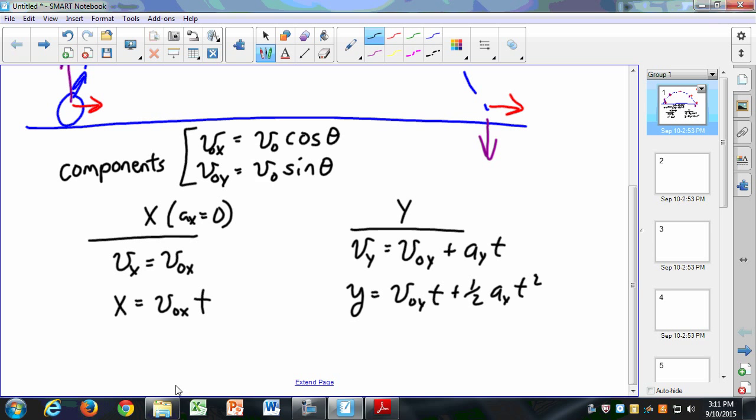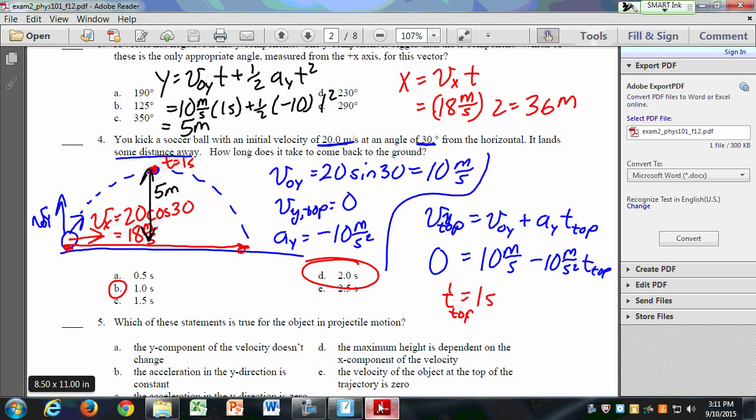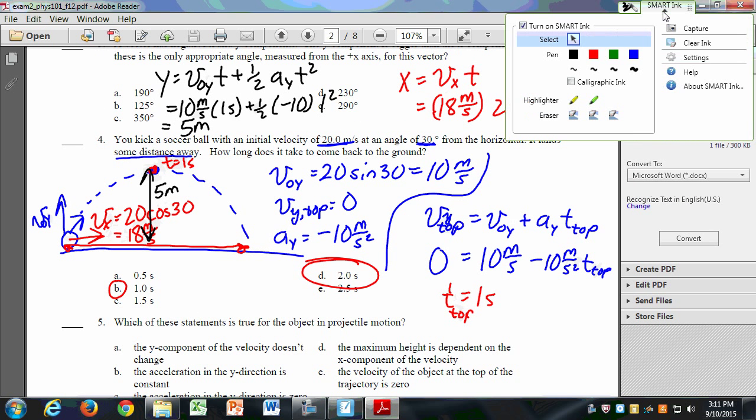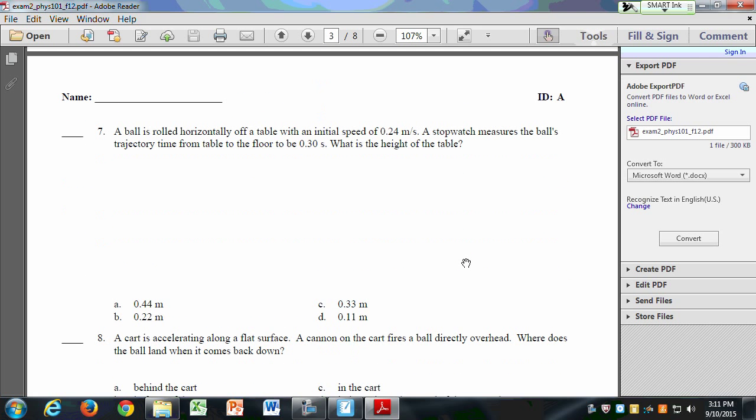All right. Let's look at some other problems because you can see these things in different scenarios. These projectile motion problems, each one can be a little bit different. There's another one in this test that's similar to the one you'll be doing in the lab next week. Oh, this one's easy. Here I have a ball that's rolled horizontally off a table. I give its initial speed, and a stopwatch measures the ball's trajectory time to be 0.3 seconds. What is the height of the table?